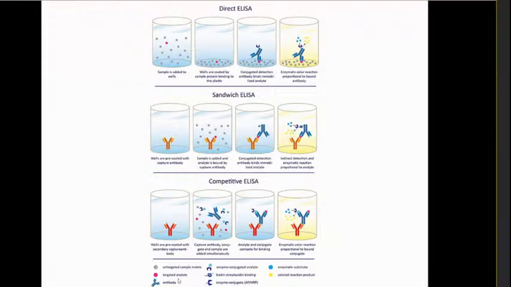Then another one is the competitive ELISA. The first step is the addition of the antibody. Then in the second step, we add the antigen and antibody, both in the same step. If there is an antibody interaction that happens in the sample.